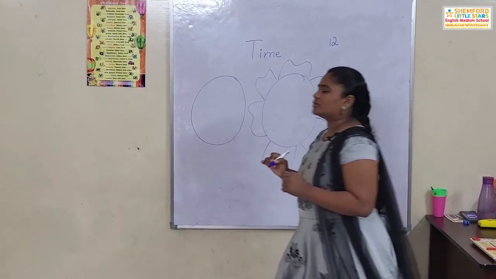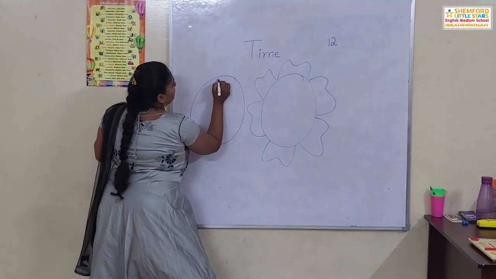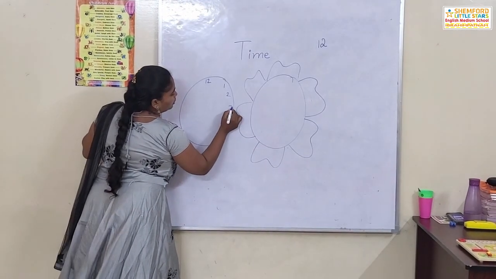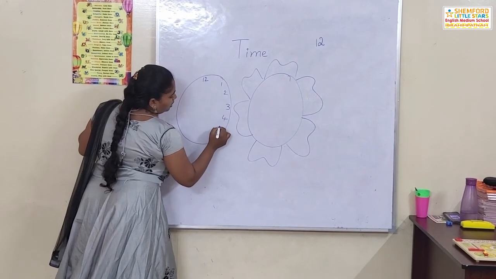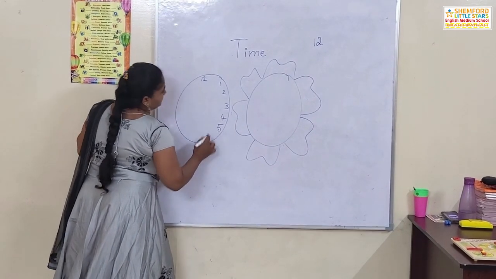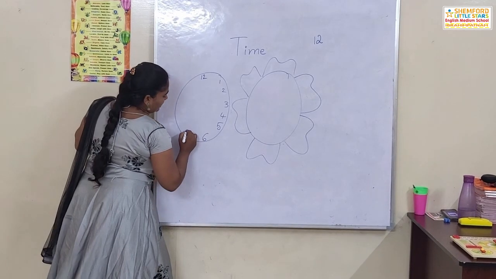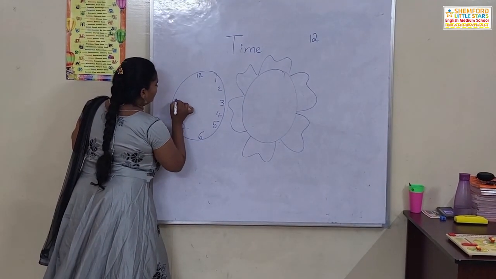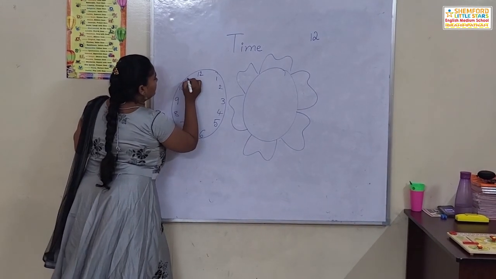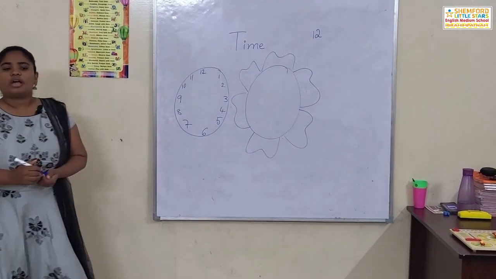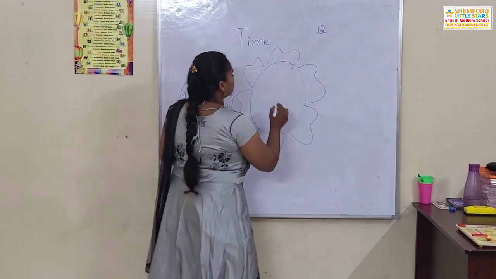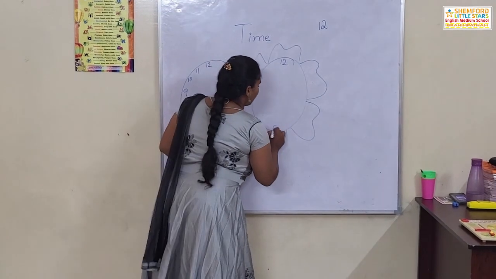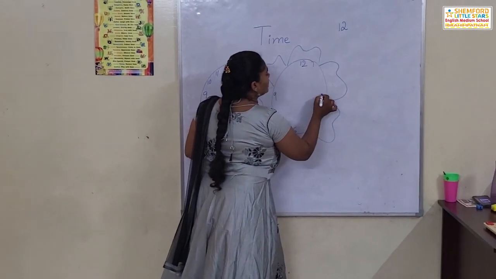Let me show how it looks. 1, 2, 3, 4, 5, 6, opposite of 12. 7, 8, 9, 10, 11. So every clock has how many numbers? There are 12 numbers in every clock.